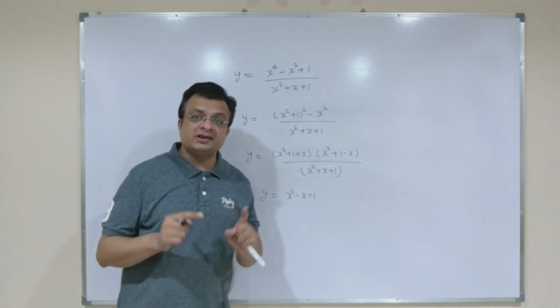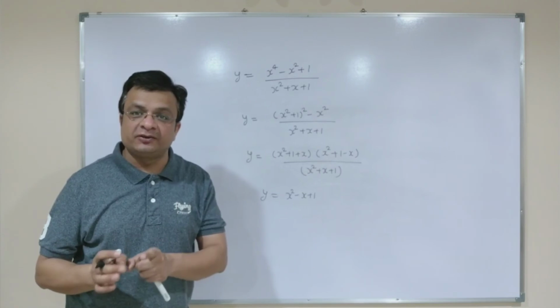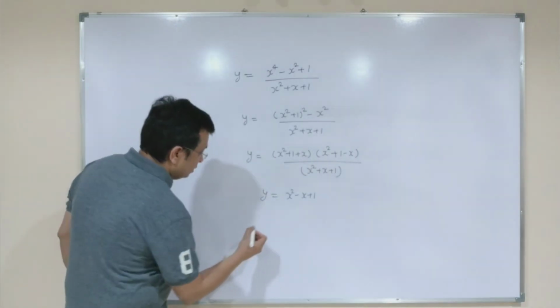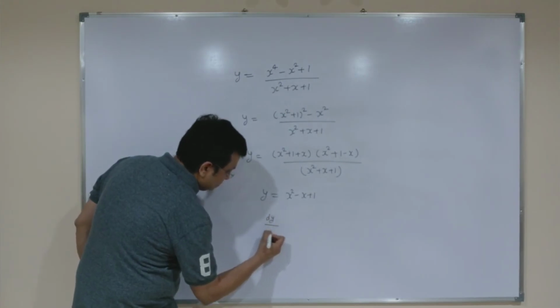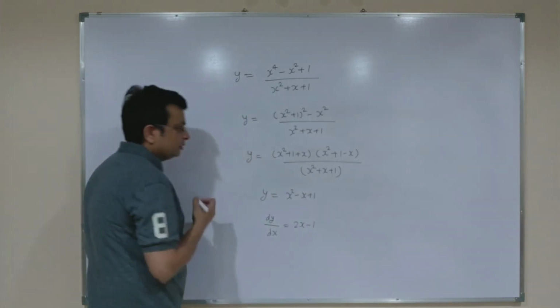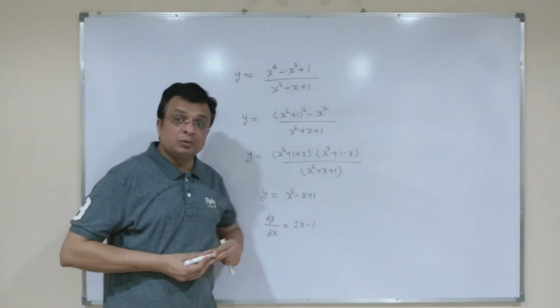Although what I can do is differentiate first and then simplify, but that will be a hard task to do. So here dy by dx is equal to 2x minus 1.